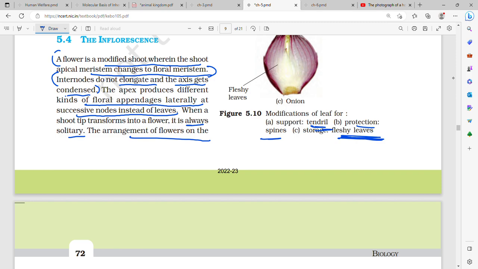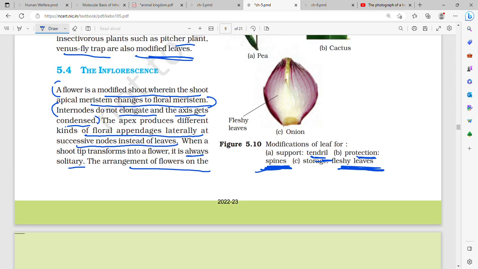Support is tendril, protection is spines, storage is fleshy leaves. So in onion there are fleshy leaves.